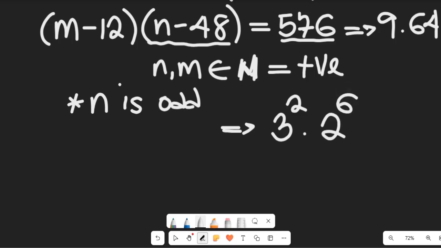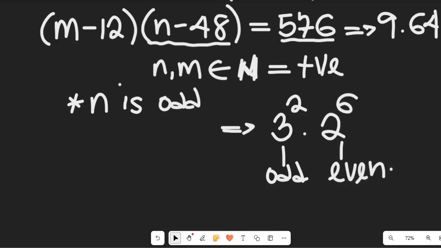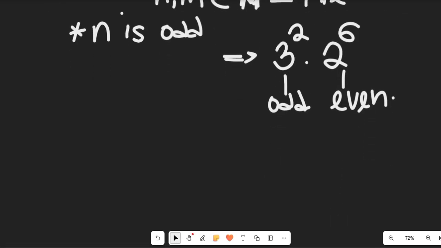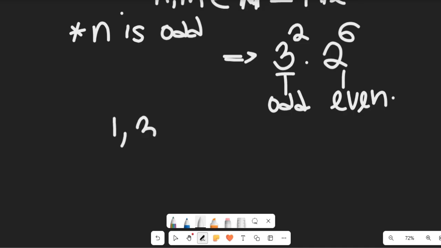So from this expression, we can see that this is odd, while this is even. Considering these two expressions, I can find all factors of 576 that are odd. From this expression, I can see that the odd factors are 1, 3, right?